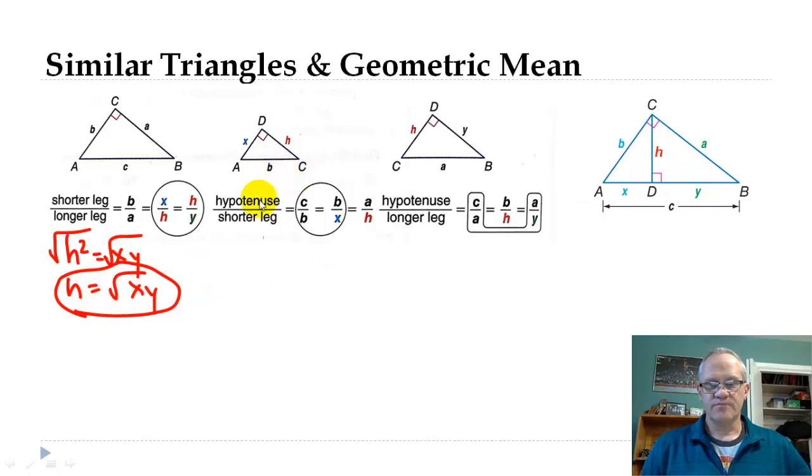Okay, look at the second one, hypotenuse over the short leg. So that's going to be c over b, and then b, hypotenuse over the short leg.